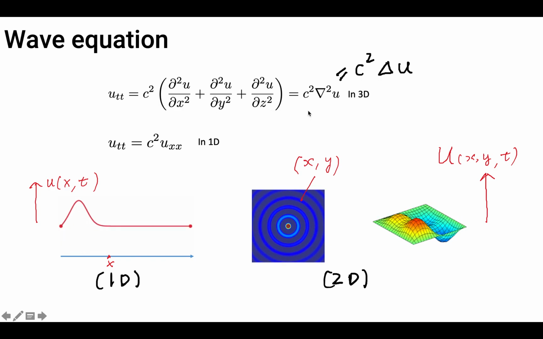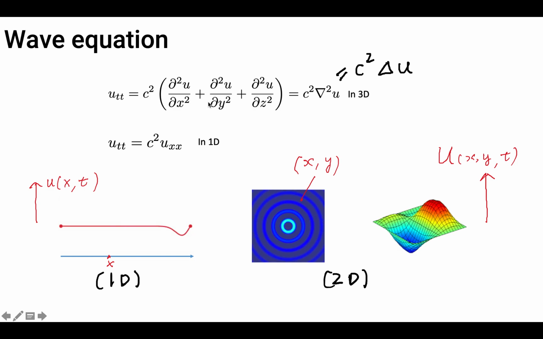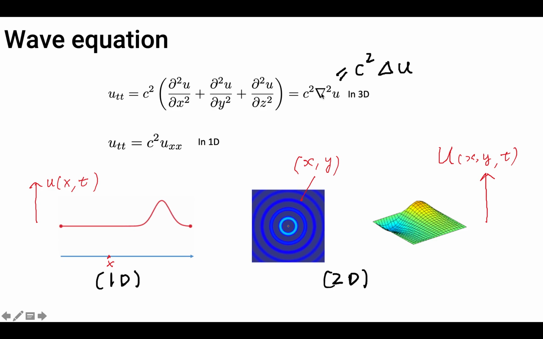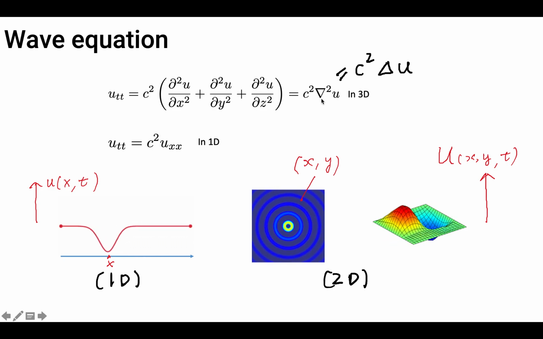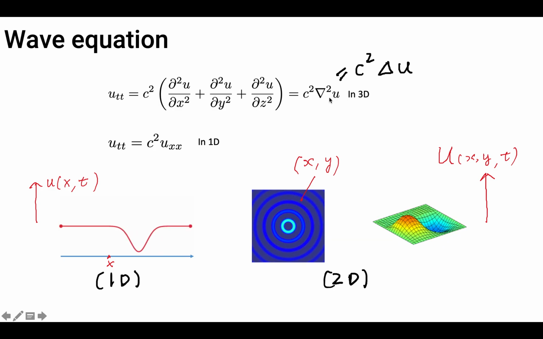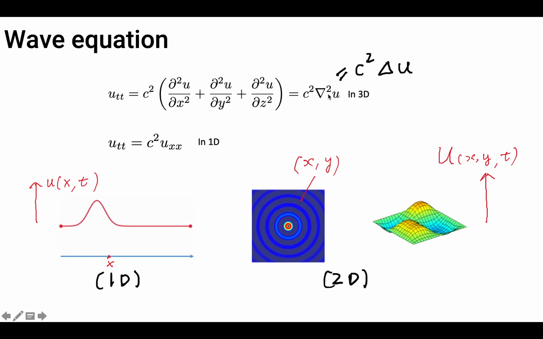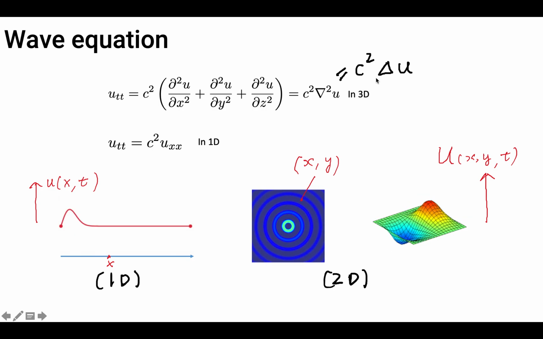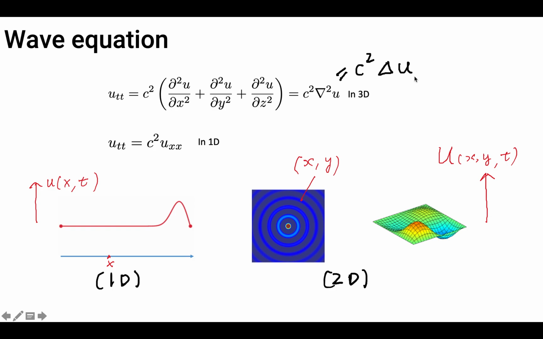This is a shorthand notation for this sum of second order derivatives, which is this upside down triangle squared, which is like gradient squared u, right? Some other people also write this gradient squared u as a triangle, which reads Laplace or Laplacian u.